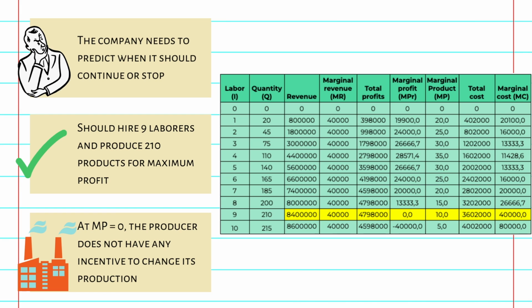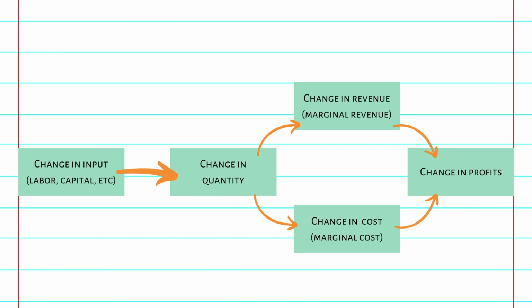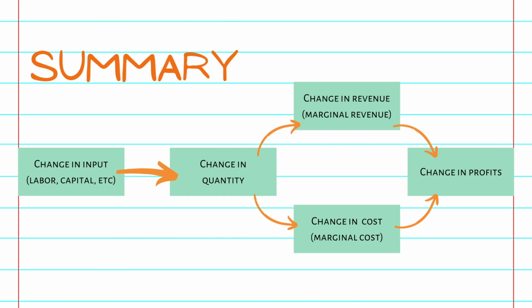So you can see that we have gone through a complex process. So let's summarize what we have learned. Change in input would lead to a change in production, affecting both the revenue and the cost. So consequently, profit changes in response to the changes in everything else prior to it. Such a complete picture would help a business to have a productive operation.